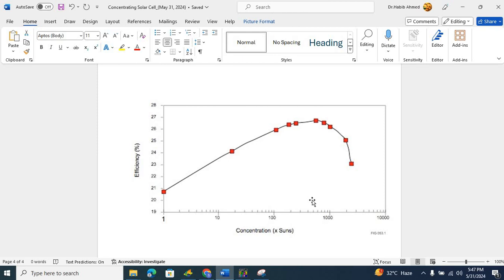Further increases in the solar cell concentration, however, require careful packaging of the designs, because it's going to result in more heating. So with further increase above 500 suns, there will be a decline in the efficiency, as you can see over here in this plot.